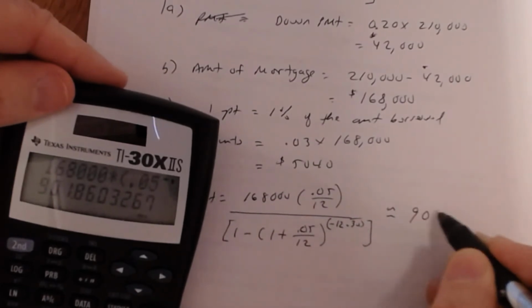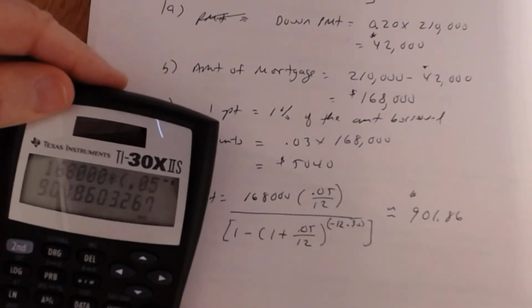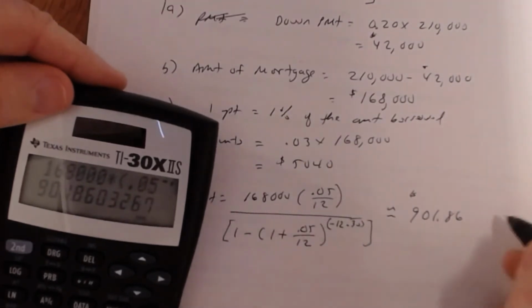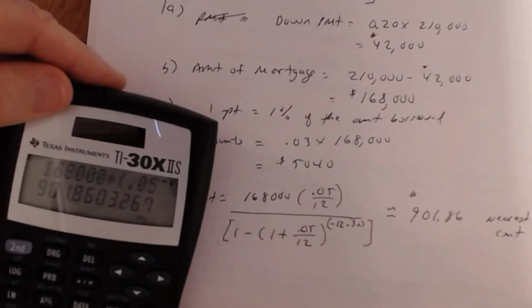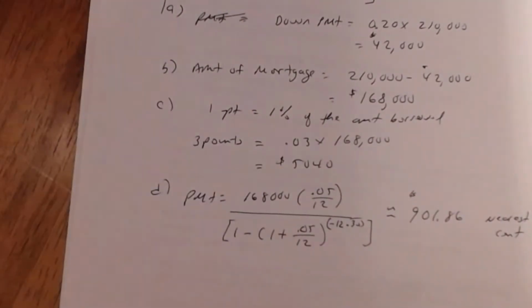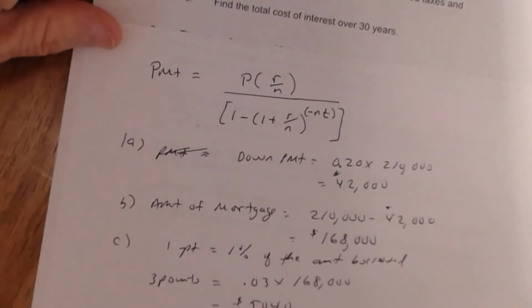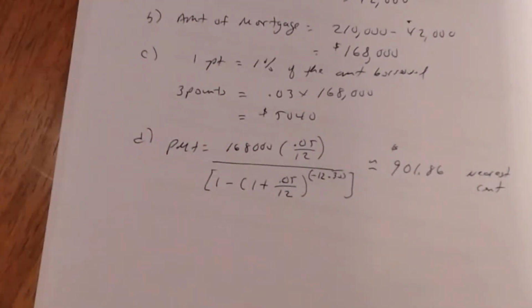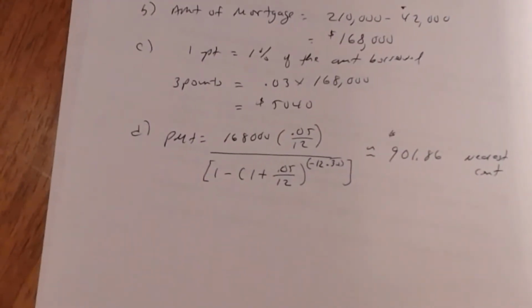$901.86. Okay, so make sure you round to the nearest cent. All right, that's Part D. Okay, Part E, find the total cost of interest over 30 years. All right, so let's find the total cost of interest over 30 years.